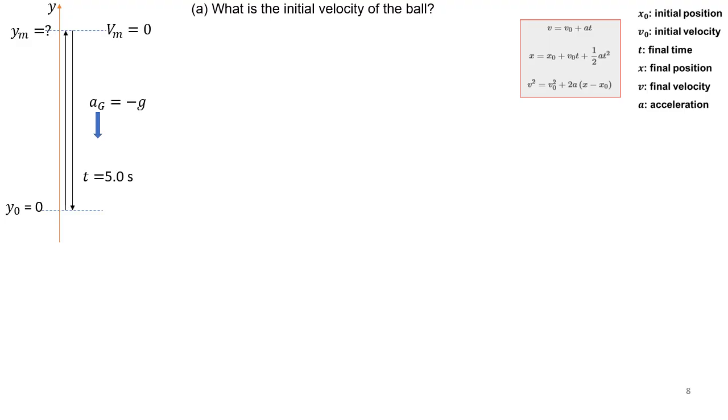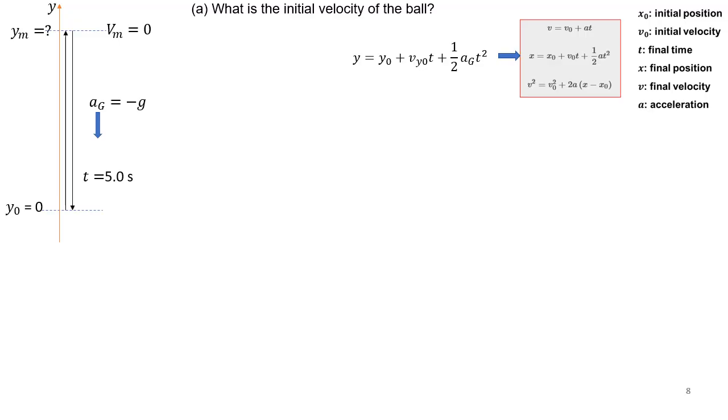In this, the appropriate equation would be the second one, because in the first equation we don't know the time it reaches the maximum position. So let's use this second equation. The last equation also, we don't know the final position, right? So if we use the second equation in terms of y, final position y equals initial position y0 plus initial velocity vy0 t plus half ag t square. t is the time duration.